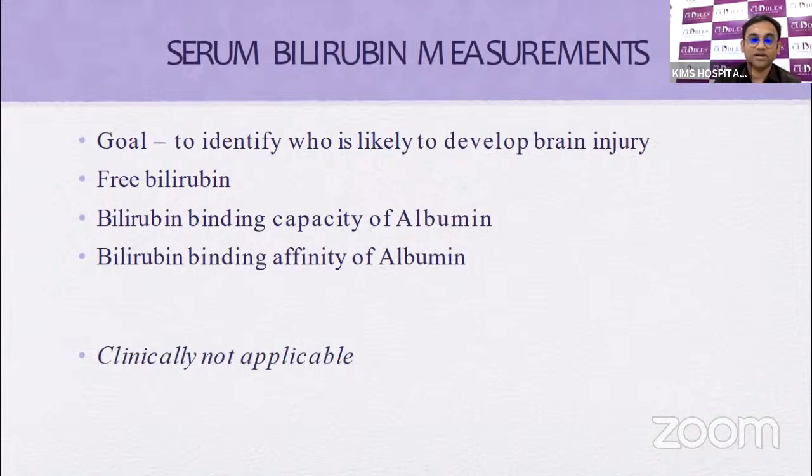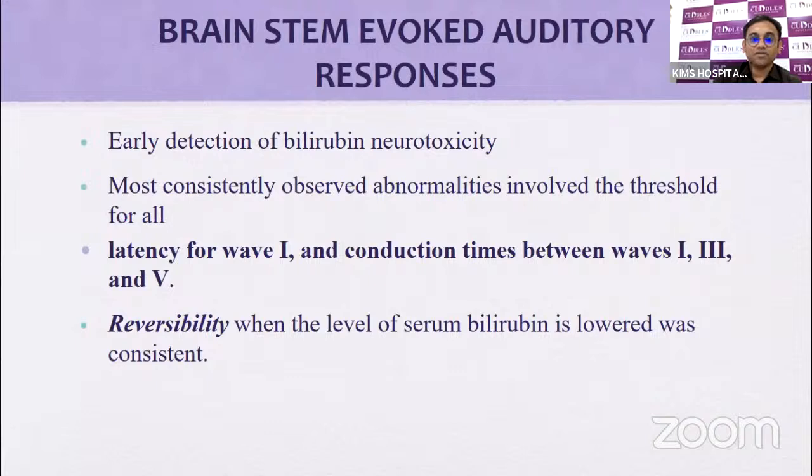The albumin affinity and capacity to bind with the bilirubin is also important. However, we cannot use these measurements clinically, so we use the total serum bilirubin levels to help us identify the babies who are at risk for bilirubin neurological dysfunction. And coming to the brainstem, we can detect bilirubin neurotoxicity by using the brainstem evoked response.